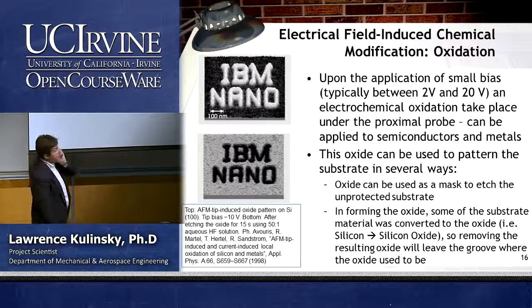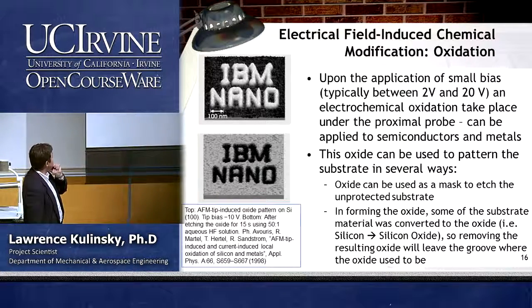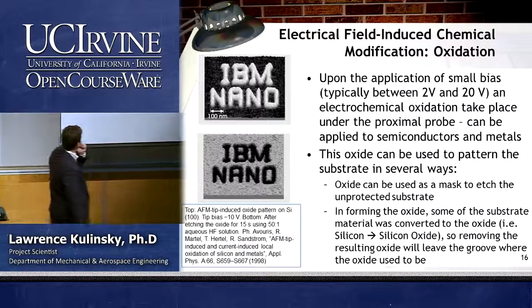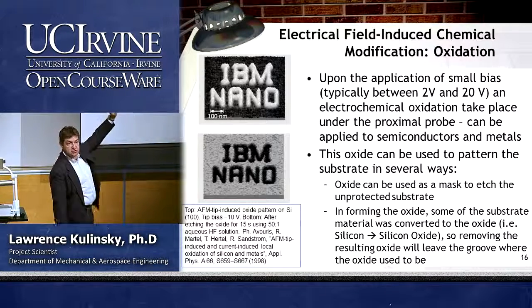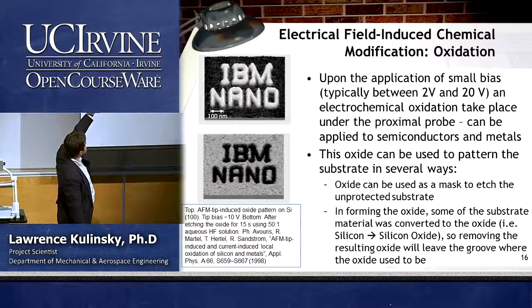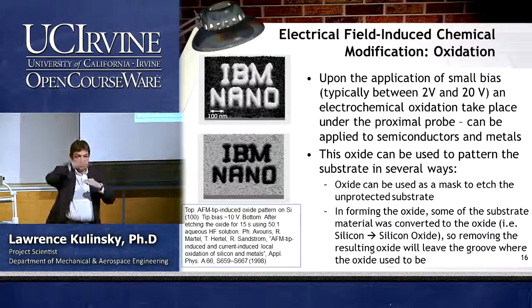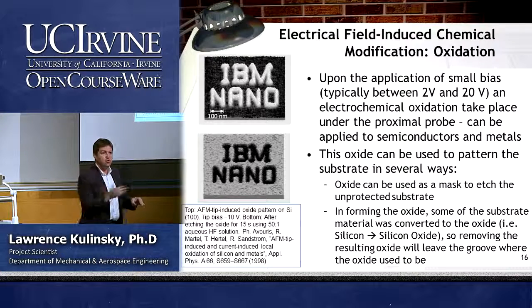So if you look at this picture on the left, again, it's IBM Nano. So you can see that first we used it to produce an oxide. So you can see IBM Nano is actually raised letters, so they're above the surface. You form an oxide above the surface. And then the next step was actually to remove oxide.